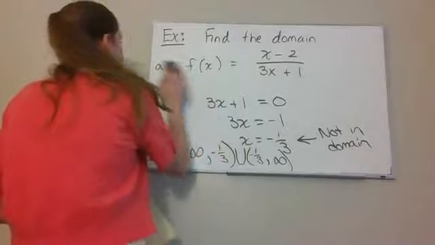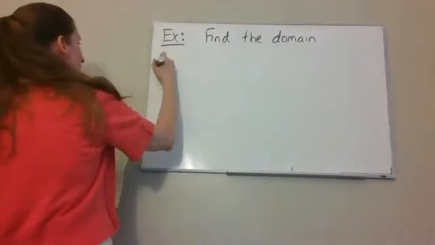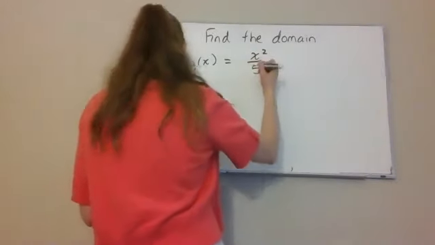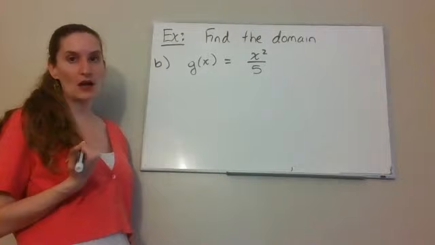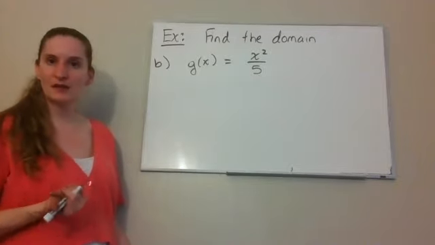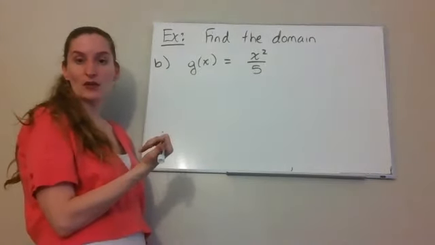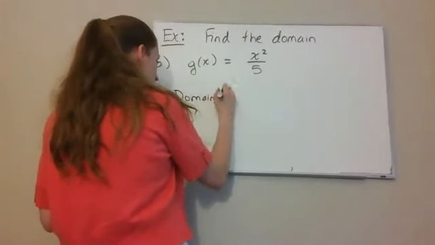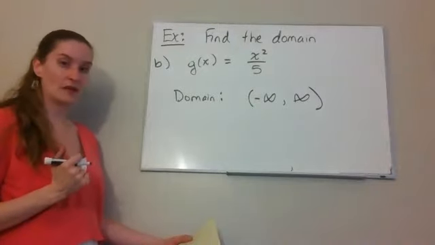All right, let's do 2 more of these. What if I have g of x equals x squared over 5? Do I have any roots to worry about? Any even roots of negatives? No, I don't have any roots in this function at all, so I don't have to worry about that. Do I have to worry about dividing by 0? I do have a denominator in this function, but my denominator is 5. 5 is never going to be equal to 0. So my domain is everything. It's all of my real numbers, negative infinity to positive infinity, parentheses on both sides.